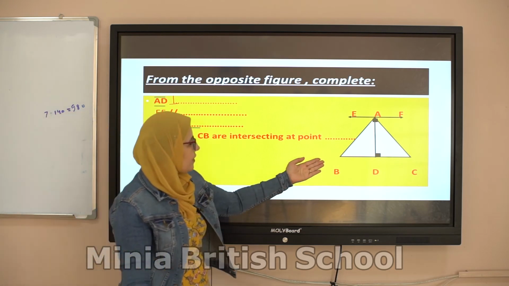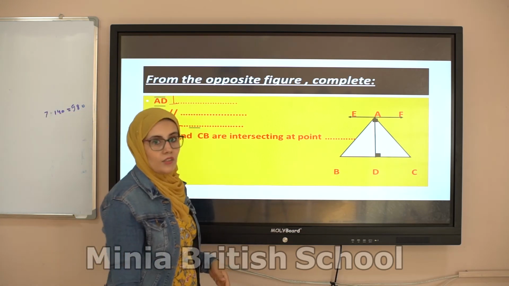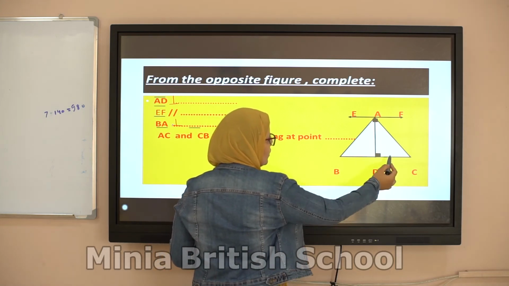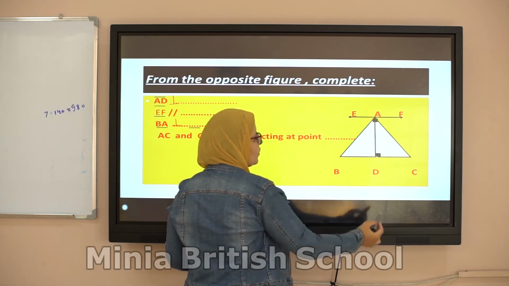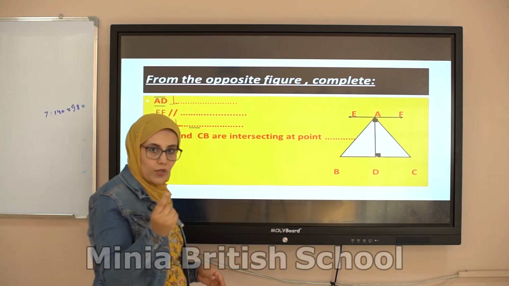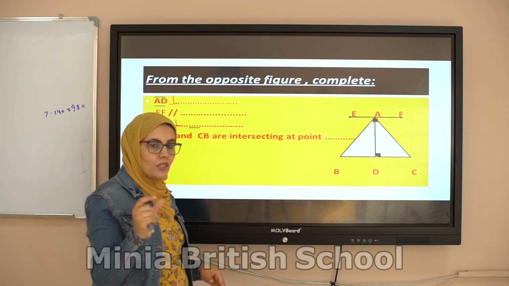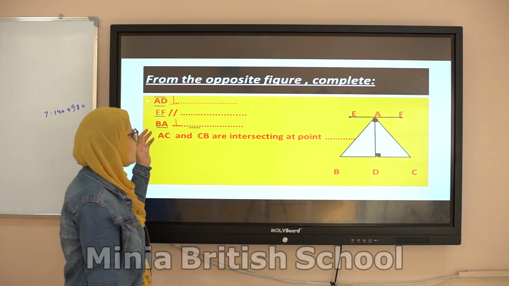Here we have a triangle, okay? And inside this triangle we have a line. This line is perpendicular to this. This is the sign of perpendicular. When you see a small square, this means what? Perpendicular. Small square means what? Perpendicular. The first one, AD.